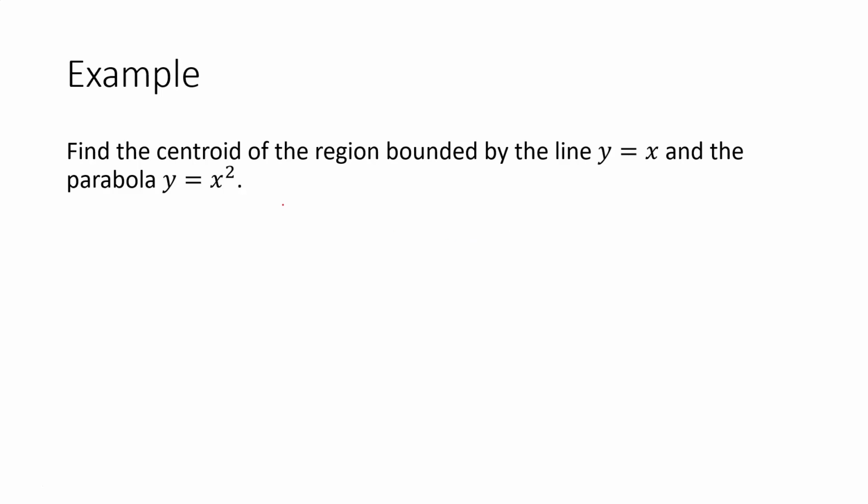So let's try that with an example where we want to find the centroid of the region bounded by the line y equals x and the parabola y equals x squared. So imagine here there's the parabola and here's the line. So the upper curve would be the line and the lower curve would be the parabola, and they intersect here at the point 1, 1. Okay, so our centroid would be somewhere in there.